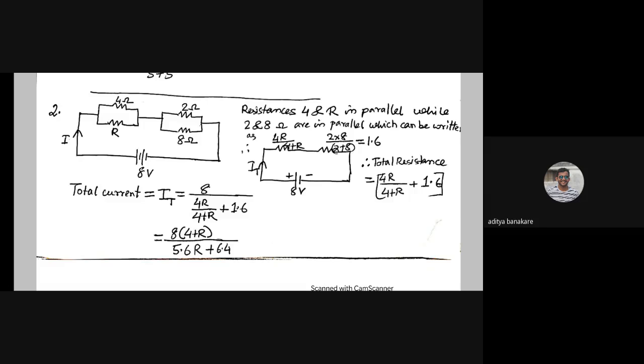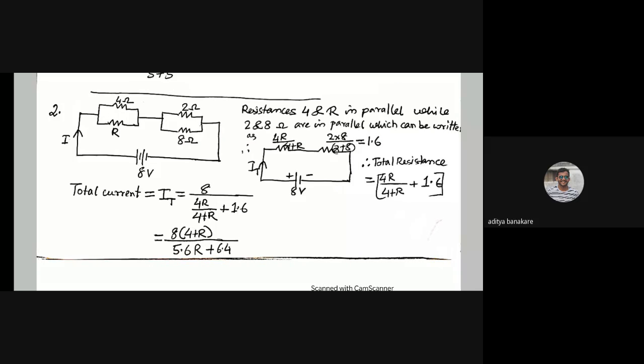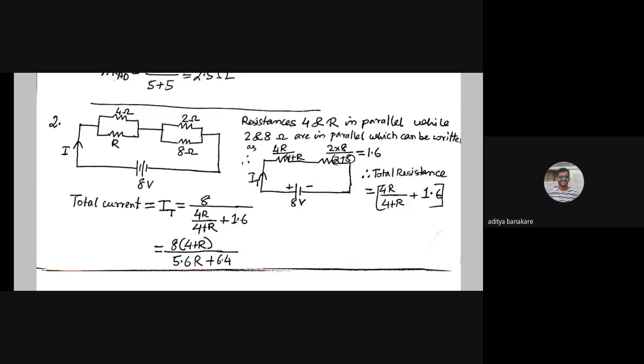So what we are doing, resistances 4 and R are in parallel, while 2 and 8 are also in parallel, and these two are in series with each other. So we have reduced these two resistances, 4 and R in parallel, that is actually 4R divided by 4 plus R. And this one, 2 and 8, can be written as 2 multiplied by 8 divided by 2 plus 8, which equals 1.6. So 1.6 added with 4R divided by 4 plus R. So this is our total resistance in this entire branch.